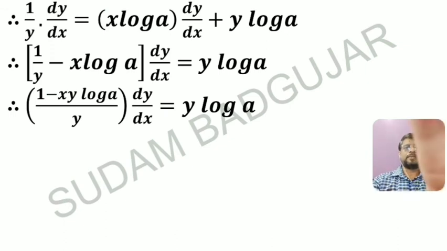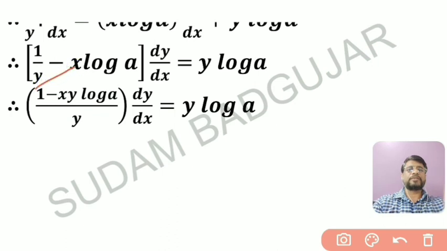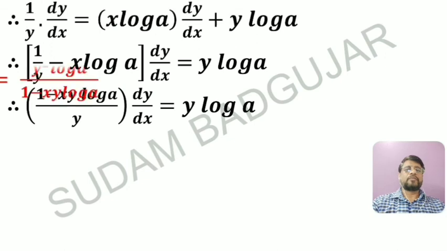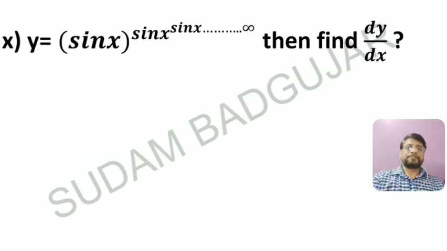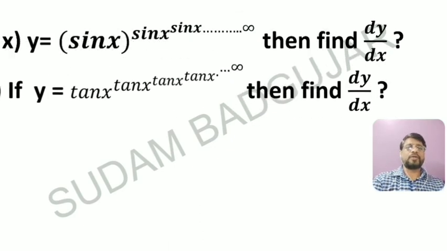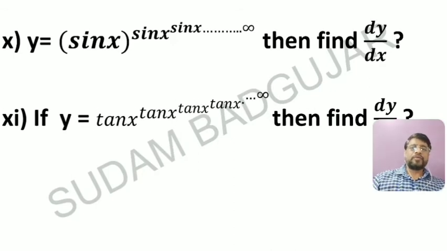Now again taking LCM and cross multiplying, that is 1 minus xy into log a upon this LCM y. So you will get 1 minus xy into log a upon y into dy by dx is equal to RHS, keep as it is. So dy by dx is equal to y square into log a upon 1 minus xy log a. That's it. Now next, for practice: if y is equal to sin x raised to sin x raised to sin x up to infinity, then find out dy by dx. Again one more question, question number 11: if y is equal to tan x raised to tan x raised to tan x up to infinity.